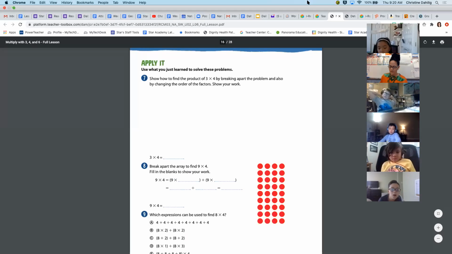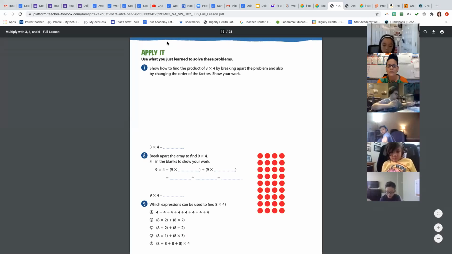Now, friends, if you take a look at page 140, up at the top where it says apply it in green, show how to find the product of 3 times 4 by breaking apart the problem and also by changing the order of the factors. Show your work.